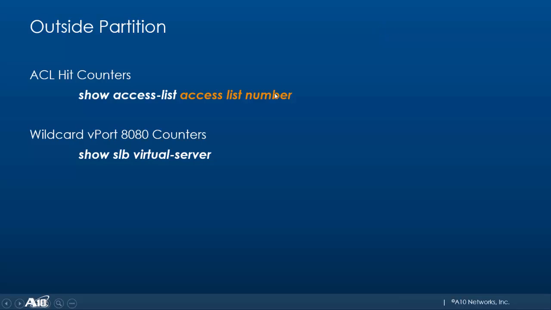The second thing we need to be on the lookout for are the wildcard vport 8080 counters. Keep in mind that this is 8080 on the outside and 443 on the inside partition. The command is similar to the inside partition. It's show SLB virtual server, which shows us all the counters for all the ports under a virtual server.